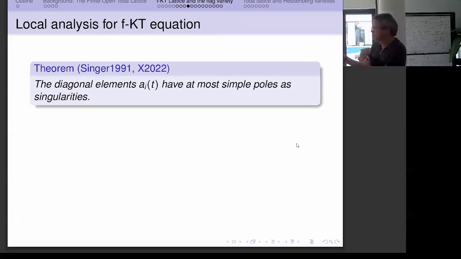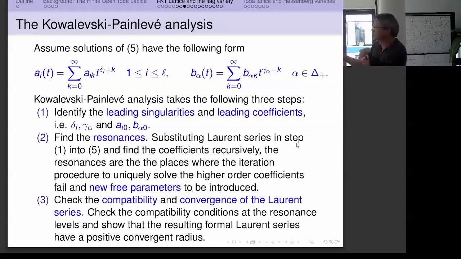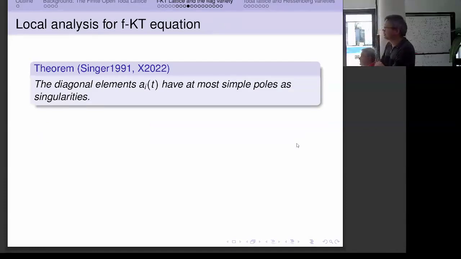So here is the result. First, we need to know what this data I and the gamma alpha are. That's very important because we want to compare coefficients, and we need to know where to begin. So we need to identify what's the worst possible singularity that you may have. And it turns out that the worst singularity at the diagonal is at worst a simple pole. It couldn't be worse than that.